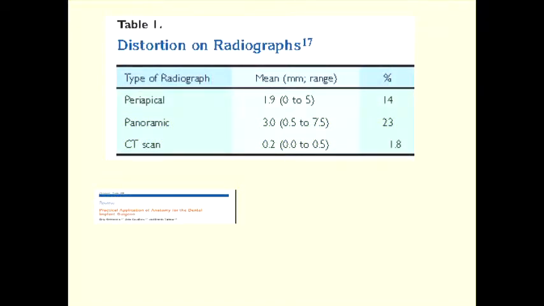This is a paper from Tarno again, and it's really a nice paper. I like it because periapicals have a distortion. You remember, I think it was Dr. Shukani or Dr. Gabriel who said you better watch for the distortion in the radiograph. And there it is. Periapical has 14% distortion, panoramic 23%, CT scan 1.8%.